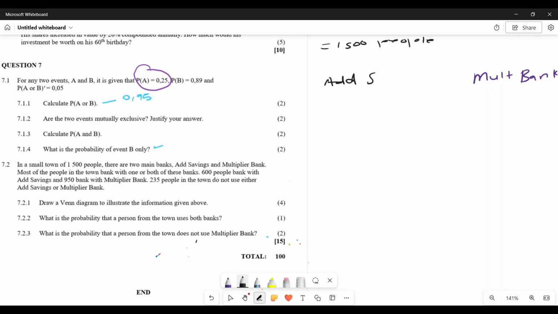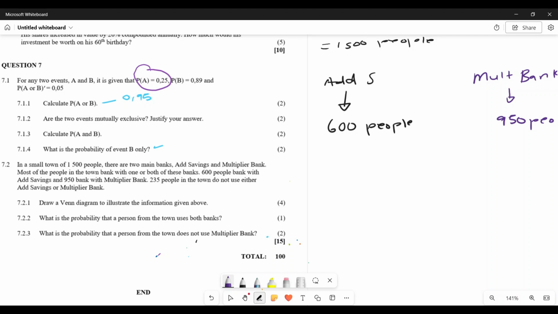Right. Now, they said, okay, 600 people bank with Ed Savings. So Ed Savings in total has 600 people. And remember, these people include those people who bank with both Ed Savings as well as Multiplier Bank. This doesn't mean that the 600 people bank with Ed Savings only. No, it includes those people who also bank with Multiplier Bank. So the same applies with your Multiplier Bank, which has 950 people, and some of these 950 people bank with Ed Savings.